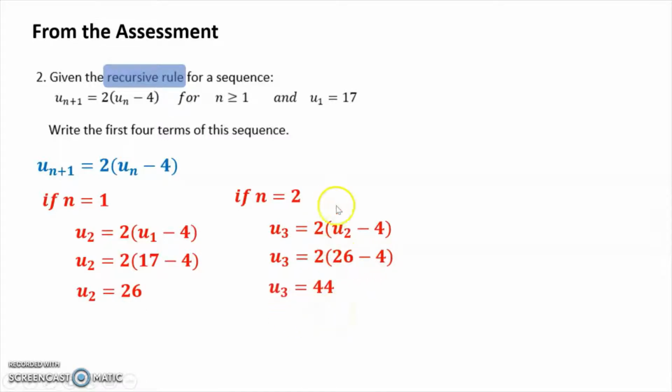All right, and you can continue that process, but I'm going to do it in my head, because again, it says write. The command term write means it should be simple enough for you to just do it in your head. So I'm going to take that 44, I'm going to put it in here. 44 minus 4 is 40, times 2 is 80, and then there is our sequence, 17, 26, 44, 80. I have written the first 4 terms of the sequence, and I've included the one it gave me, which is 17, because that is still one of the first 4 terms.